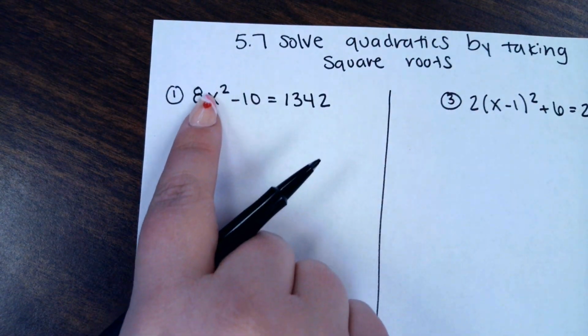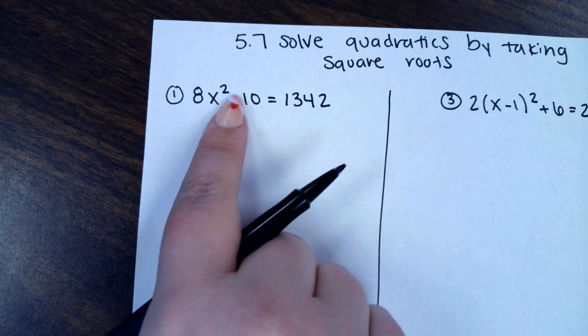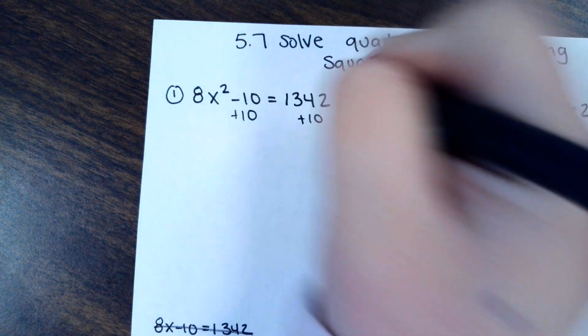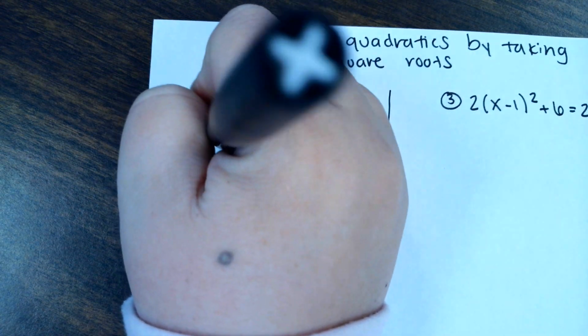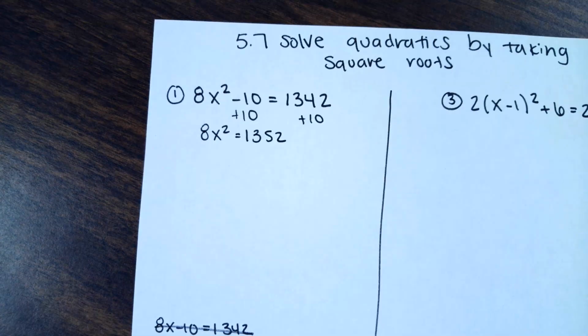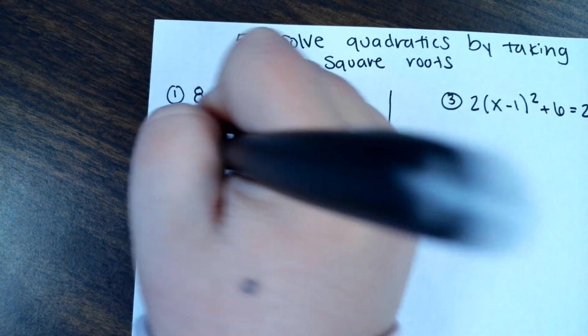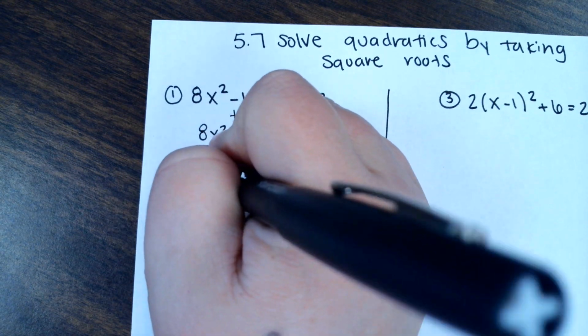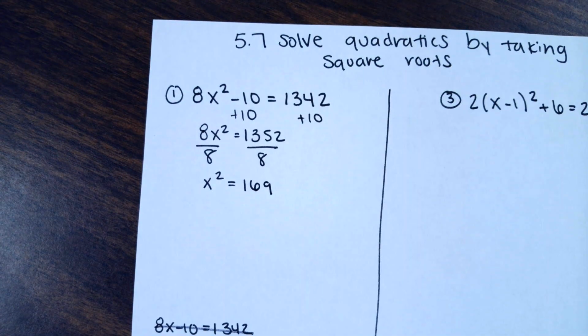Those are also going to be our first steps here. So we are trying to isolate that x squared. We need that all by itself. So we're going to add 10 to both sides. 8x squared equals 1352. And we're going to divide both sides by 8. If you don't know what that is in your head, put it in your calculator. You get x squared equals 169.